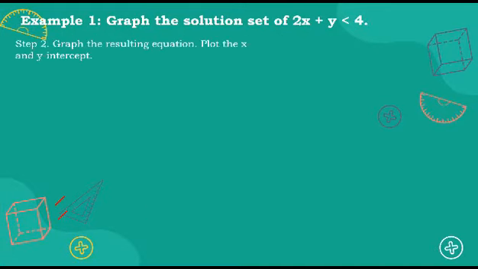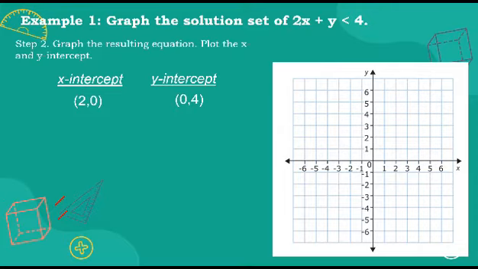Step 2, graph the resulting equation. Plot the x and y intercepts. The x-intercept is (2, 0) and the y-intercept is (0, 4). Given the Cartesian plane, plot (2, 0) and (0, 4).